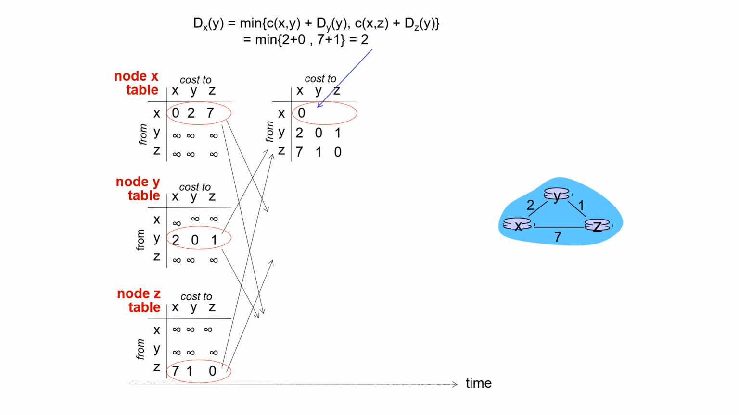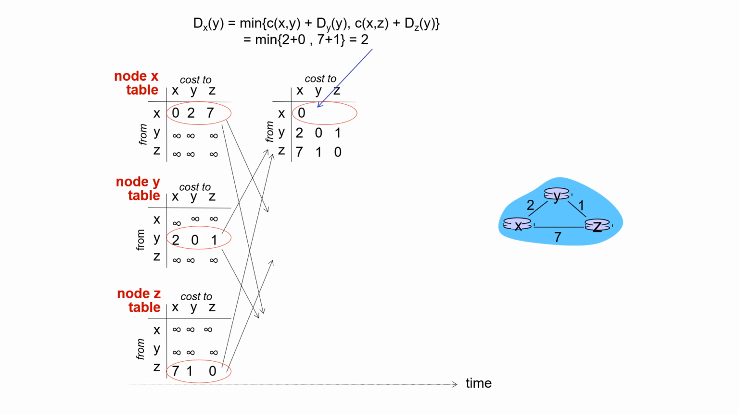And node Y is filled with its neighbors. So Y to X is 2, Y to Y is 0, Y to Z is 1. Similarly, for the node Z, from Z to X, 7 is the cost. From Z to Y, 1 is the cost. Then Z to Z, 0 is the cost.